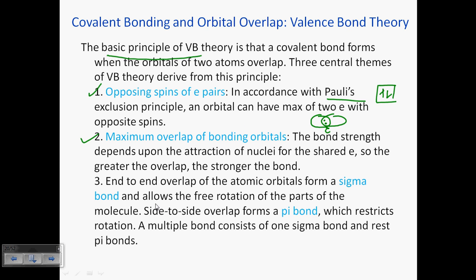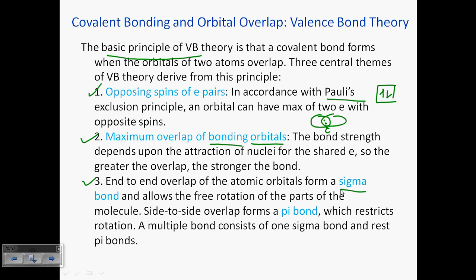The second postulate of valence bond theory says that the more the overlapping of the bonding orbitals, the stronger the bond is. So if there are two atomic orbitals overlapping, then there will be the stronger bond. The third postulate of valence bond theory is that there are different types of overlap of atomic orbitals which result in different types of bonds.